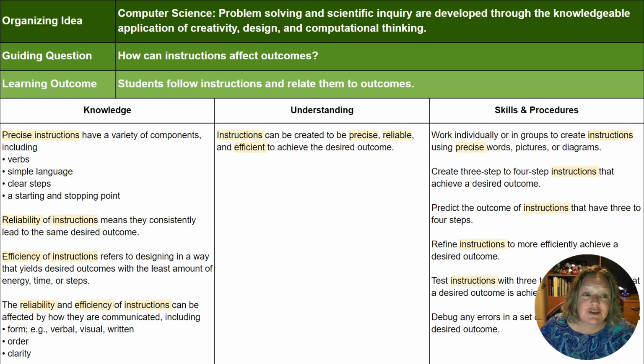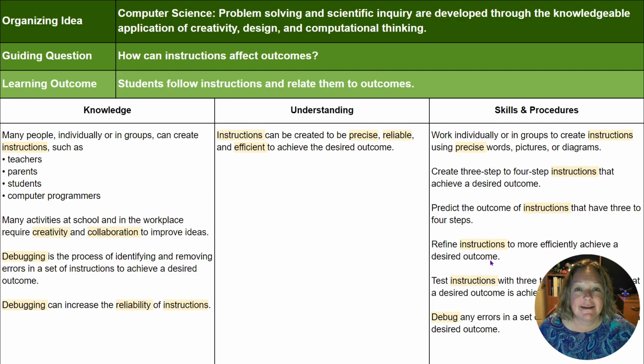around following instructions. So if we just look at the learning outcome that says students follow instructions and relate them to outcomes, we can see that all of the extra stuff that's in the curriculum is really just specific ways of working with instructions. And we have lots of opportunities throughout our days, classroom routines, other lessons that you're doing, to work with instructions and also then cover some of these computer science skills and procedures in other areas.